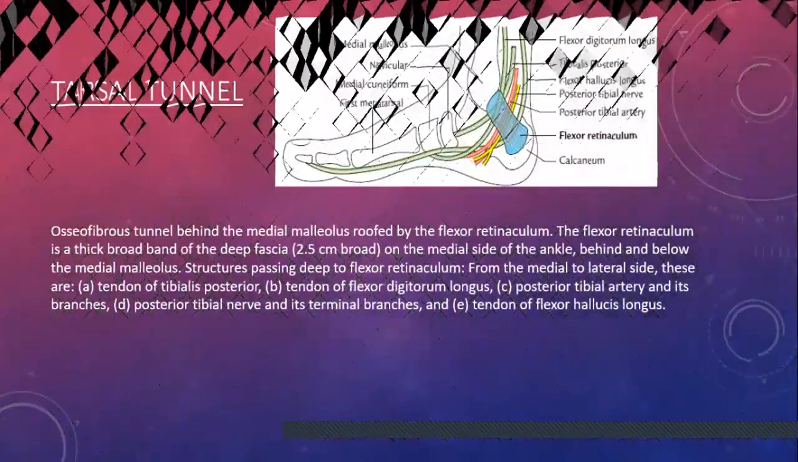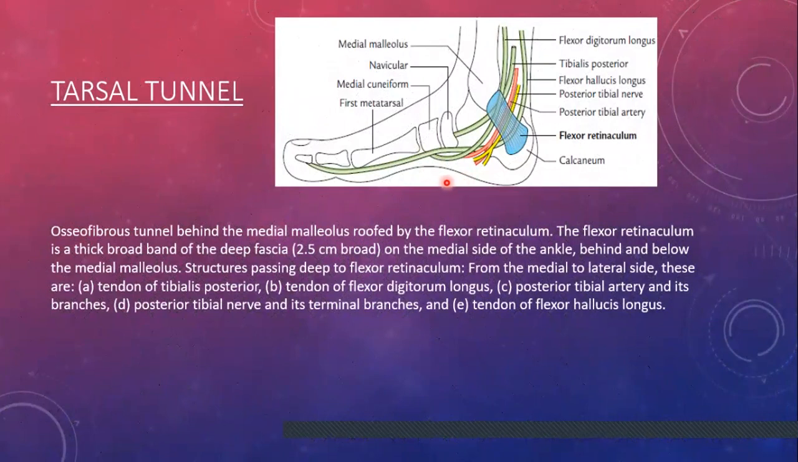Then the tarsal tunnel. The tarsal tunnel is an osteofibrous tunnel which lies behind the medial malleolus here, and it is usually roofed by the flexor retinaculum. Okay, now there are structures which pass through the tarsal tunnel. You should know how they are arranged from lateral to medial or medial to lateral. This is a potential question, and the examiners like it.